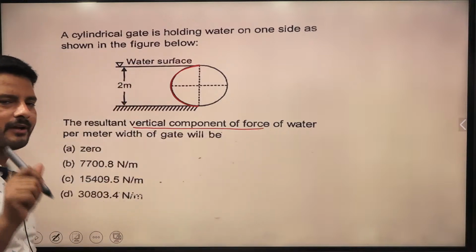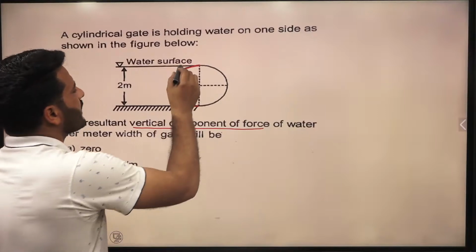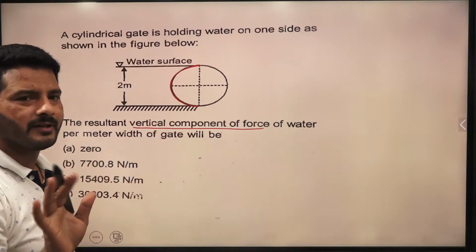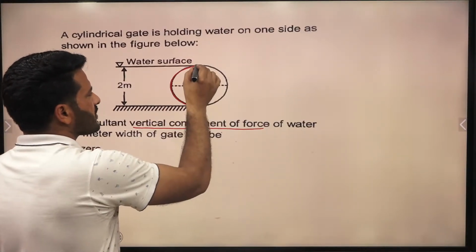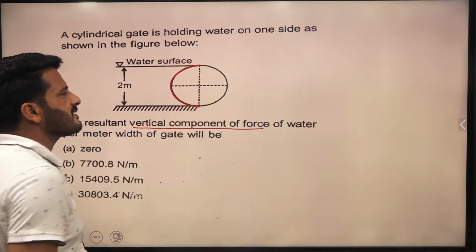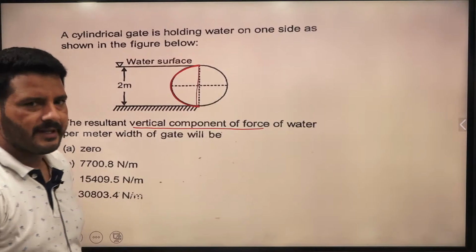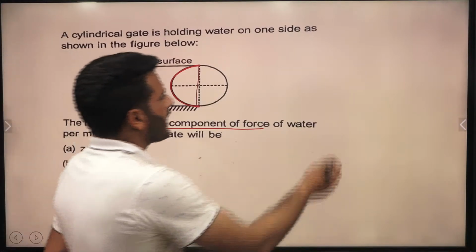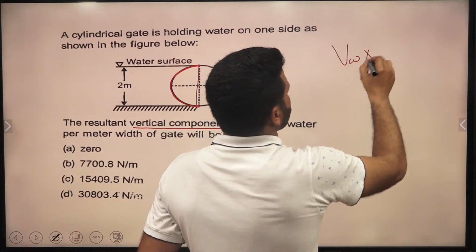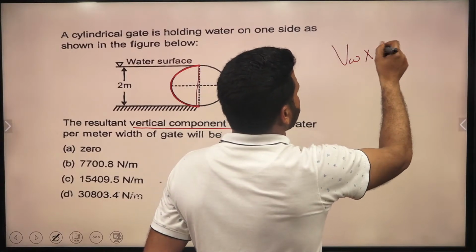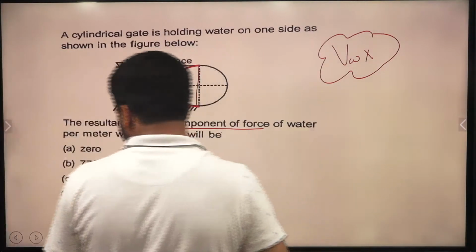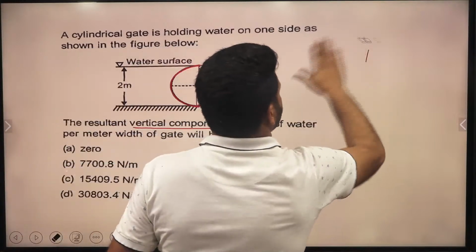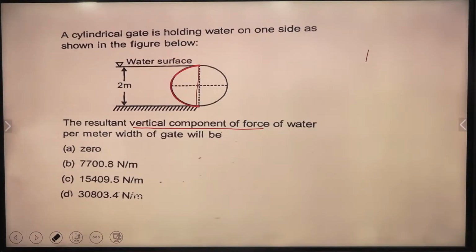So I already told you, whenever we are going to calculate the vertical component, just take the weight of water on this one. Or you can find the amount of water that is displaced by this formation, this semicircle. We can calculate the amount of water by applying the displaced volume of water times the unit weight of water. So we are proceeding in the standard way. Let us have a look at the question and let me do the vertical force.